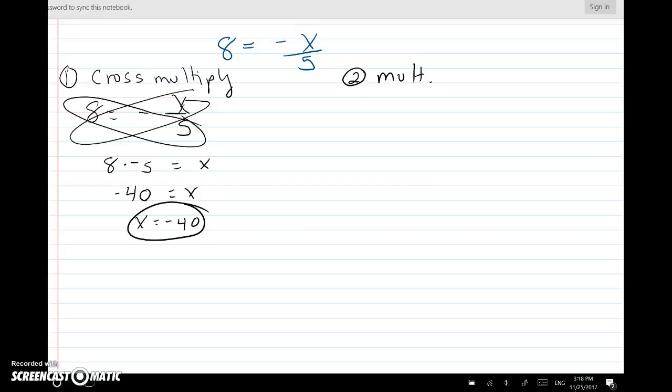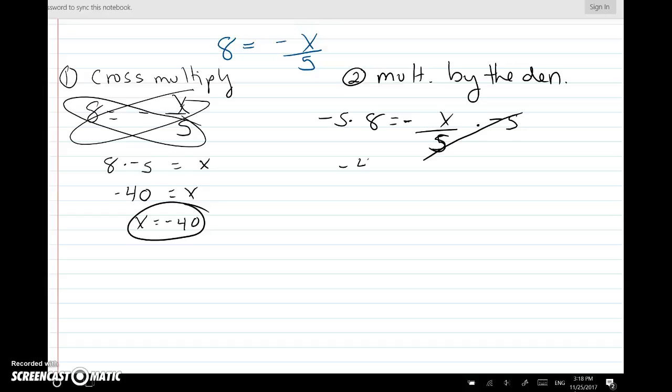Multiply by the denominator. Eight equals negative x over 5. Multiply both sides by negative 5. Because remember that negative can be either for the numerator or the denominator. Times negative 5. My 5's simplify down to 1 and cancel out. Negative 5 times 8 is negative 40 equals x. And we flip it around to make it look pretty. Ta-da! Both are the same.